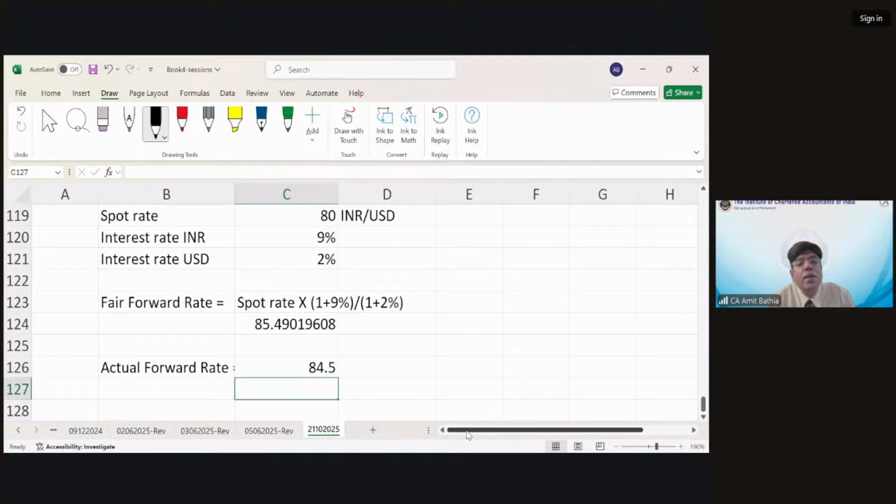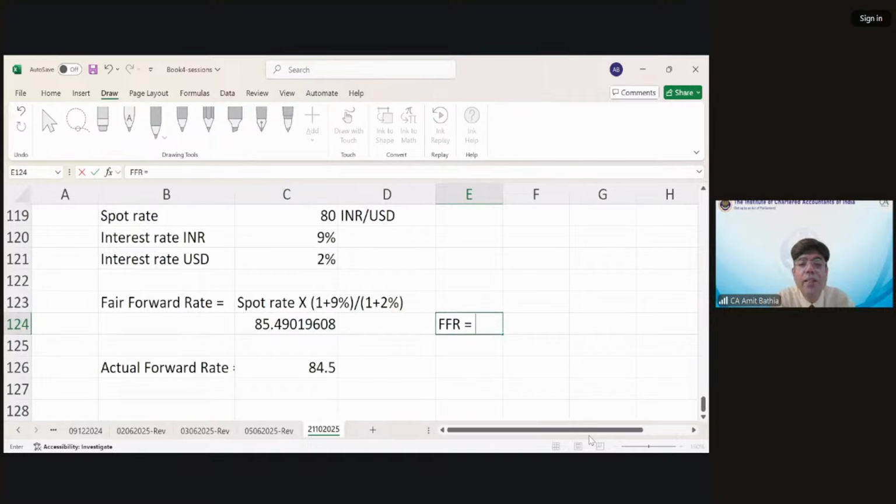On the other hand, my banker is offering me an actual forward rate today that they will essentially give you this $100,000 at the end of the year at 84.5 rupees. So what is going to be costing 85.49 according to you as per fair forward rate is available to you for 84.5. Now, the question arises, is there an arbitrage opportunity over here? So remember, anytime fair forward rate is equal to actual forward rate, that means there is no arbitrage opportunity available over here.